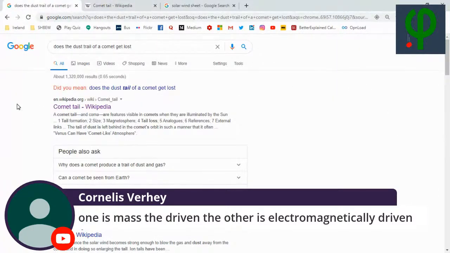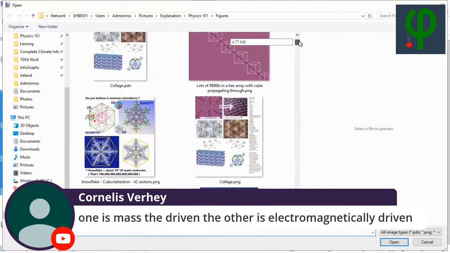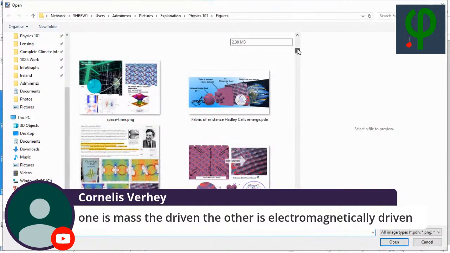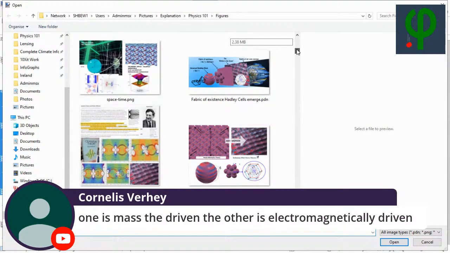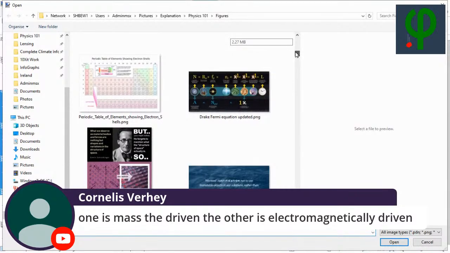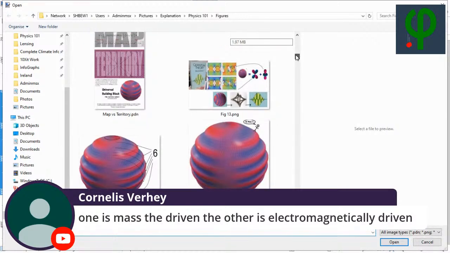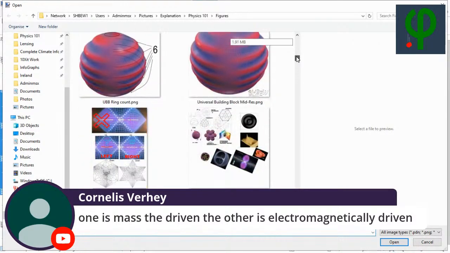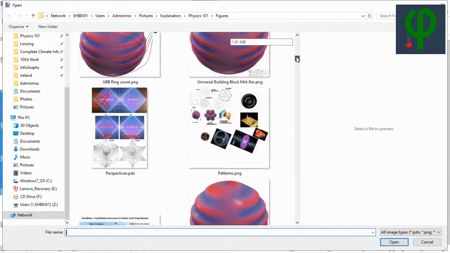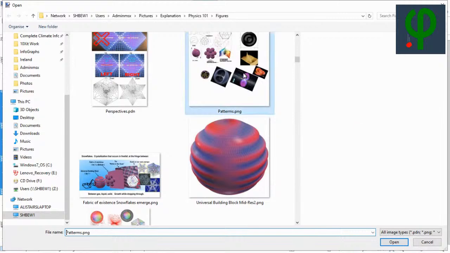So yeah, anything we want to talk about. One is mass driven, the other is electromagnetically driven. It's like, okay, that's probably correct, but how is it that the mass is being driven? And why is it the ions don't seem to be paying attention to things? Maybe because they're so much smaller. But yeah, it's a matter of speculation. I think there's still a lot of open questions on what's going on at the comet there.